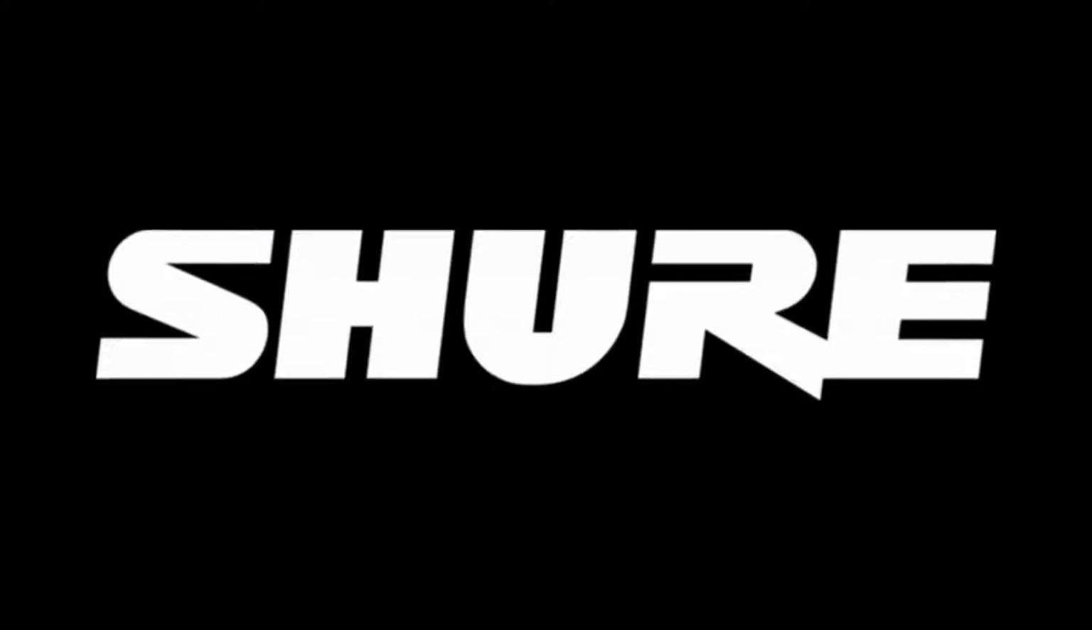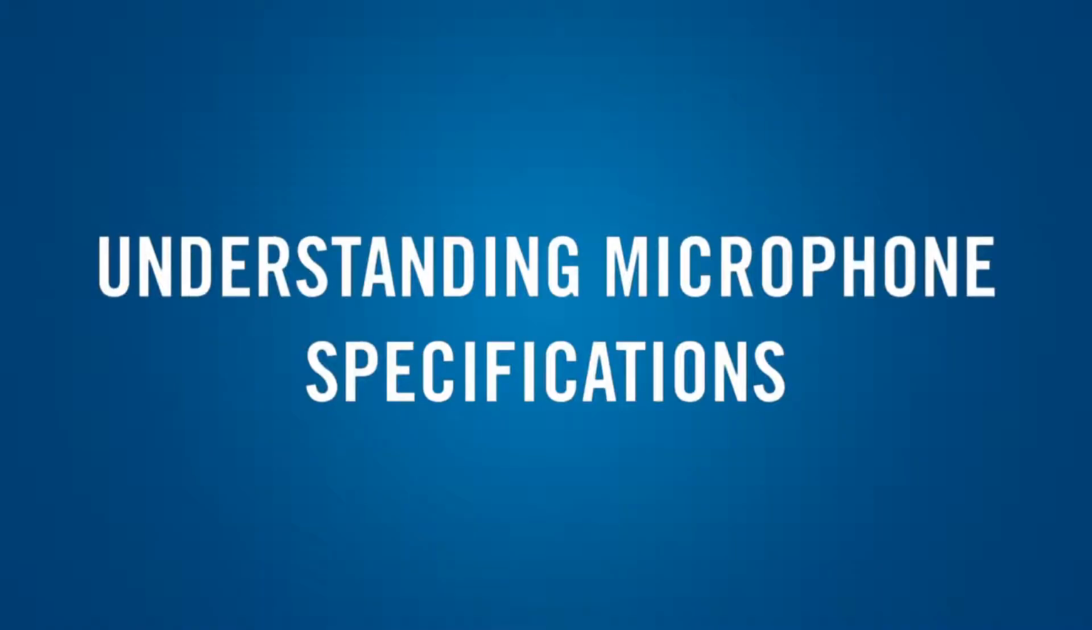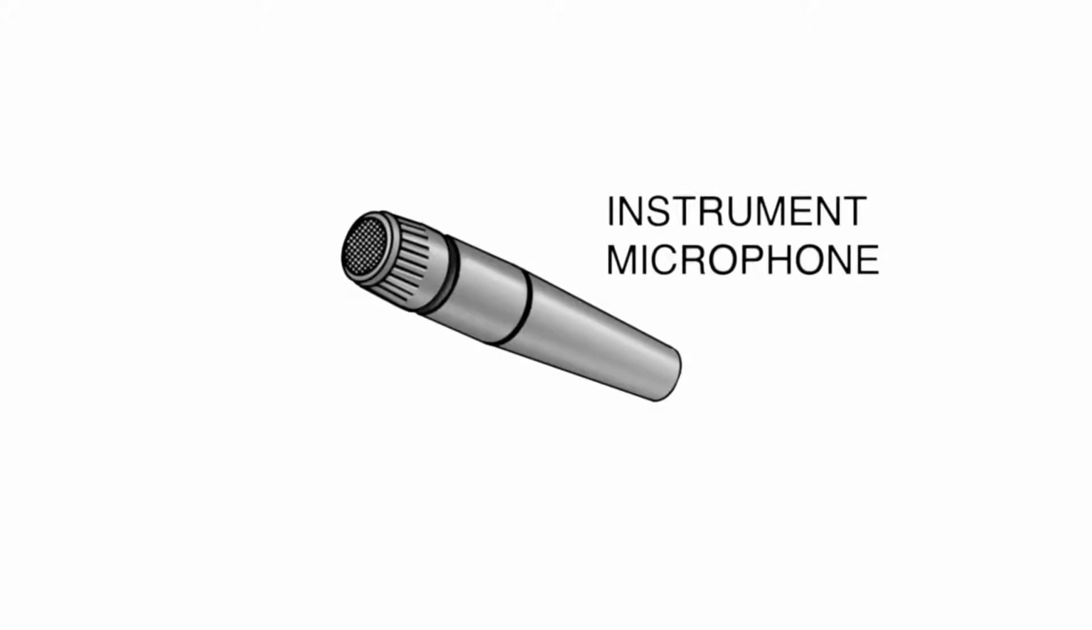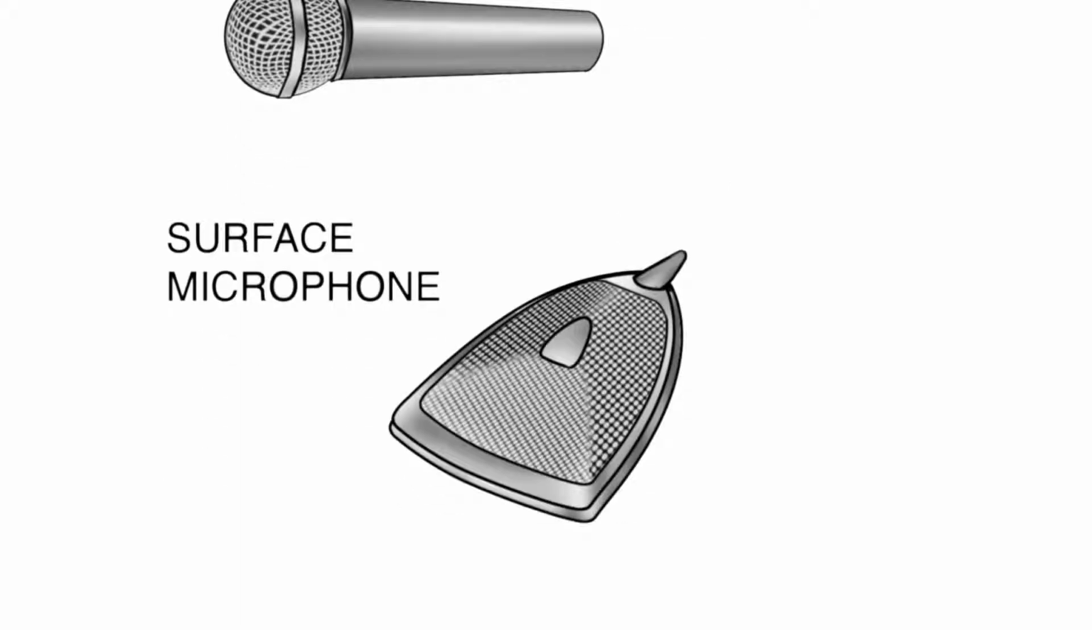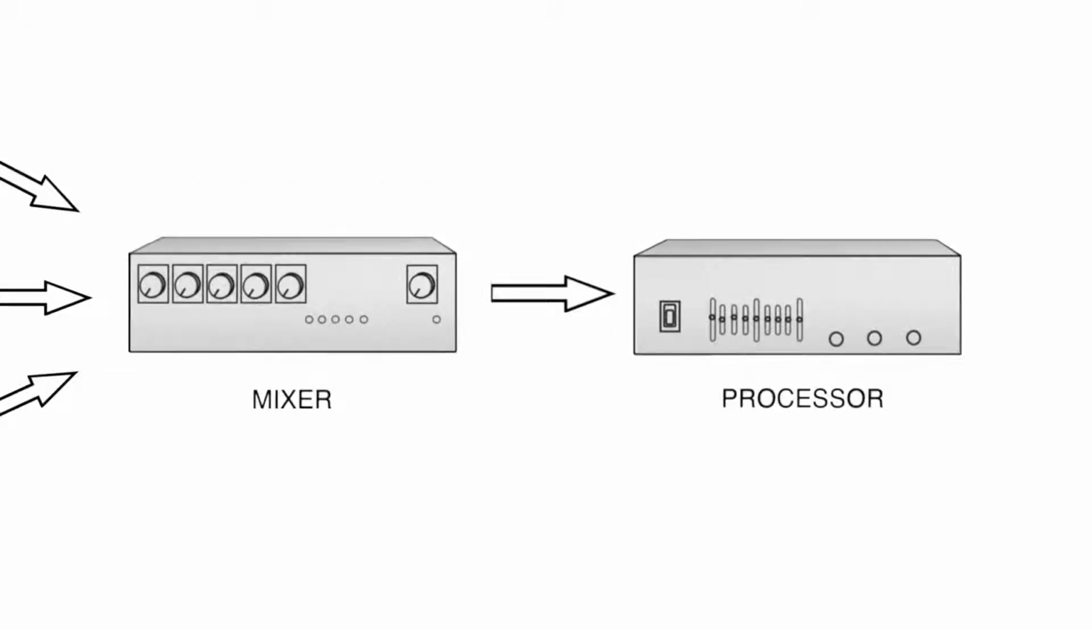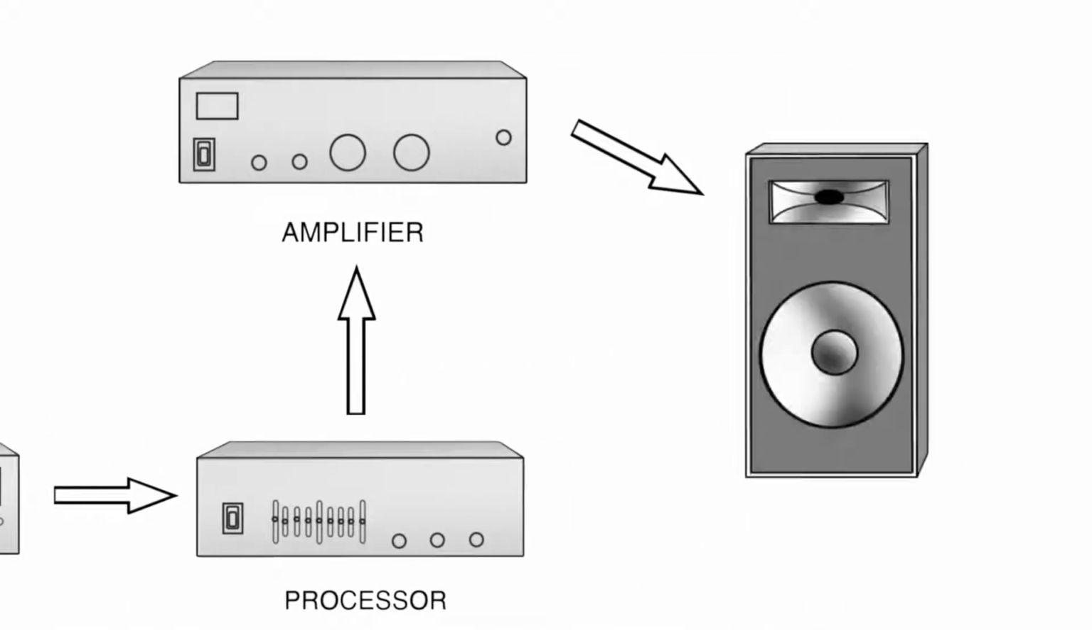A microphone's primary purpose is to convert acoustic energy, sound, into electrical energy, a signal that can be amplified, recorded, or transmitted. Because the microphone is the first link in the audio chain, it's important to choose the right microphone for the job.